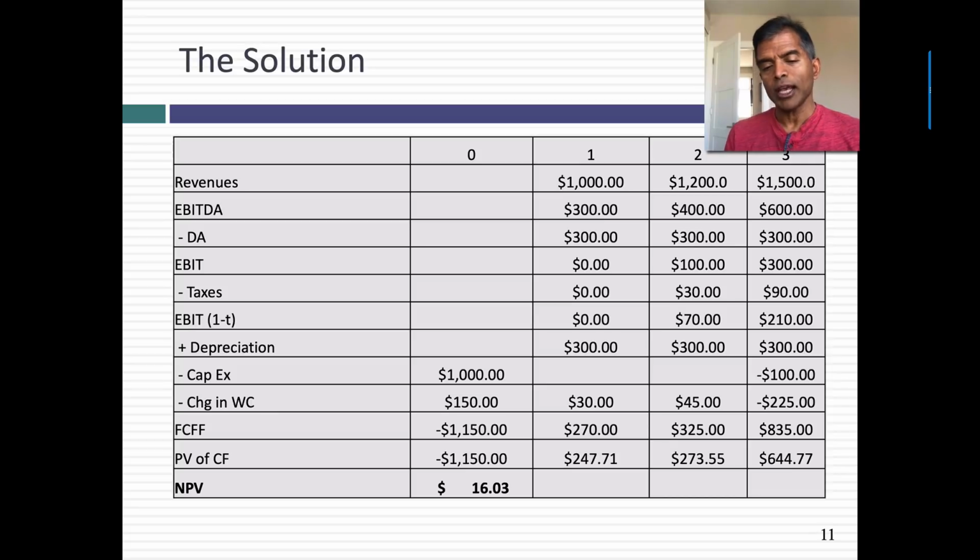I compute the free cash flow to the firm. I take the present value at 8%. I get a net present value of 16 million. What's the rule? If it's greater than 0, you accept the project, at least based on the cash flows. This is a good project.